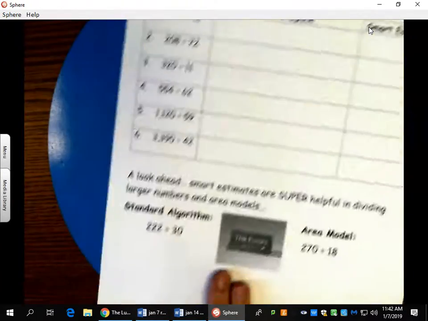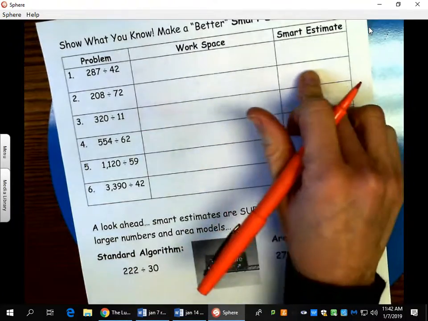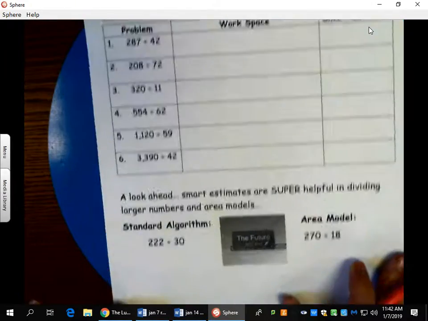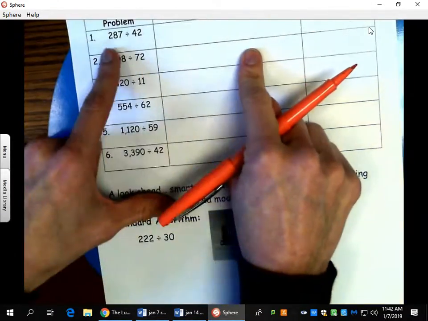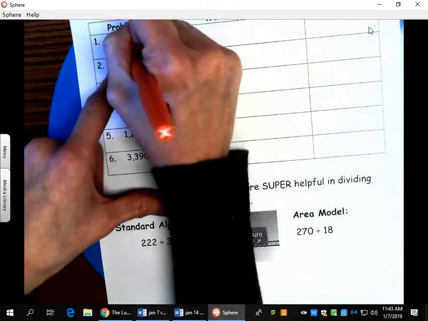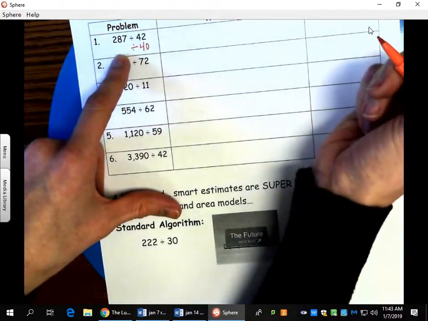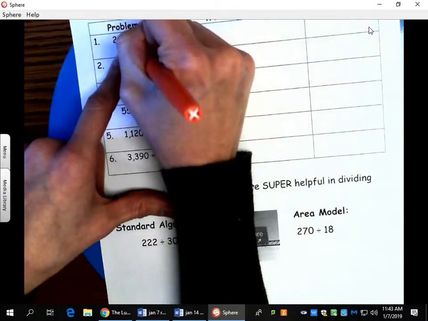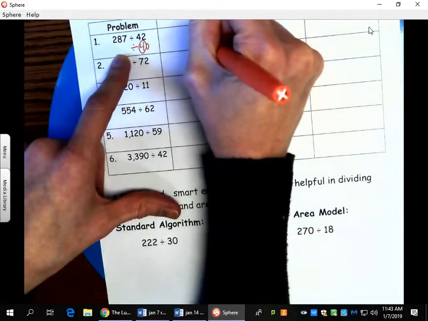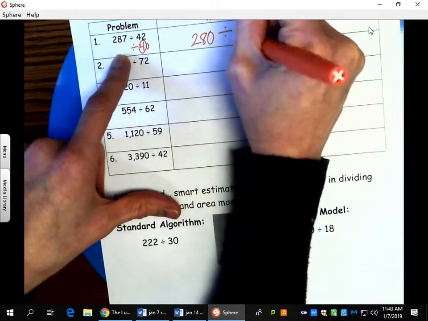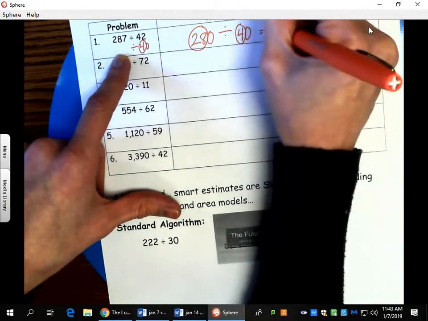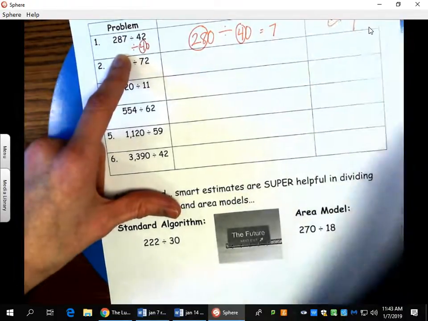All right, so now you are going to do some problems on your own. This is some work for you to show what you know. So I want you to go ahead and get started on that. This is for you to do, so I'll do the first one with you. I'm going to say, what if I make that divided by 40? What's 4 going into? 4 goes into 24. Ooh, 4 goes into 28. So what if I made it 280 divided by 40? 4 goes into 28, so 28 divided by 4 is 7. My smart estimate is about 7.